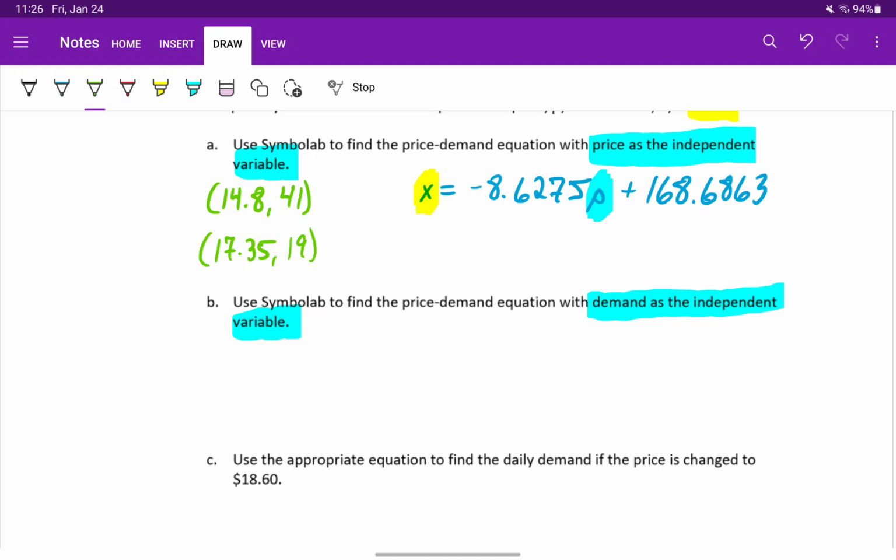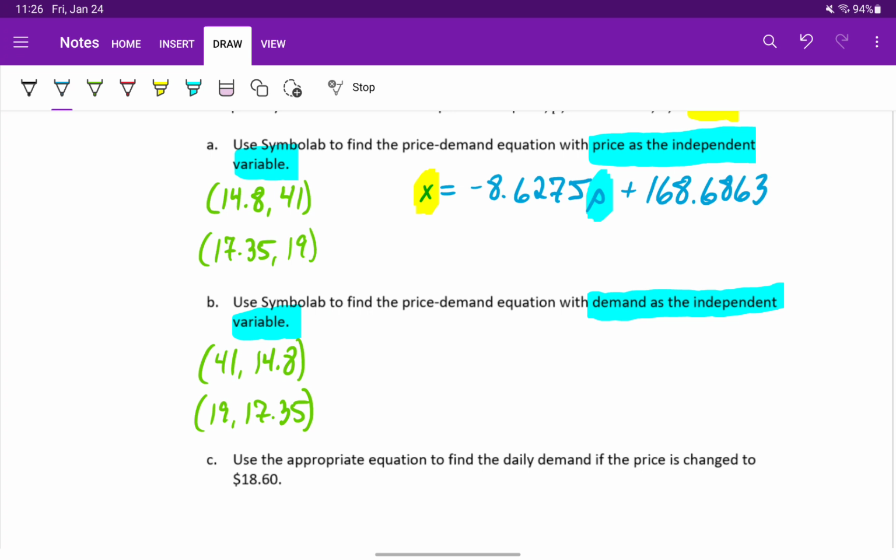For part B, we're going to complete the same process, but we're just going to flip the order of those values in our xy coordinate pairs. So now demand is the independent variable, which means that number of items sold, 41, will come first, comma 14.8, and 19, comma 17.35.